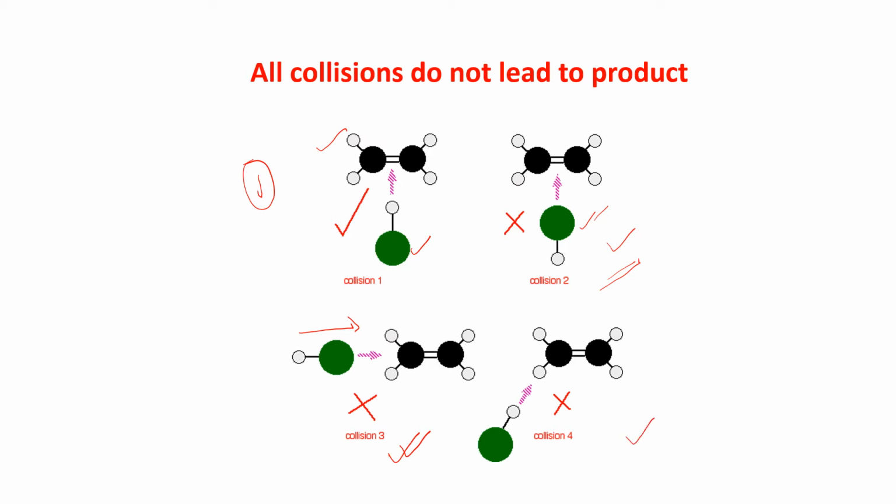Come to the fourth one. The fourth type is attacking from this side. This is also not the proper orientation and the product will not form. So that means all collisions do not lead to product. For that, a proper orientation is required.